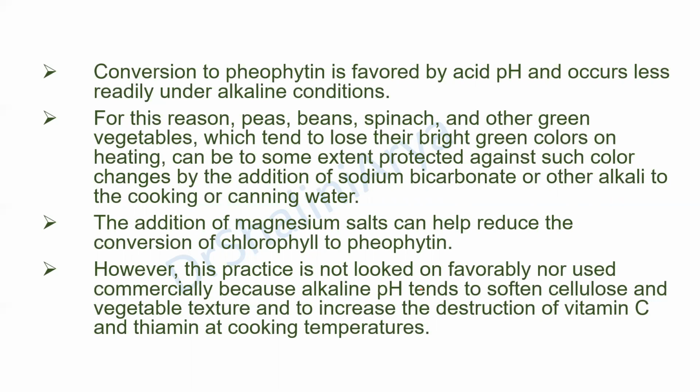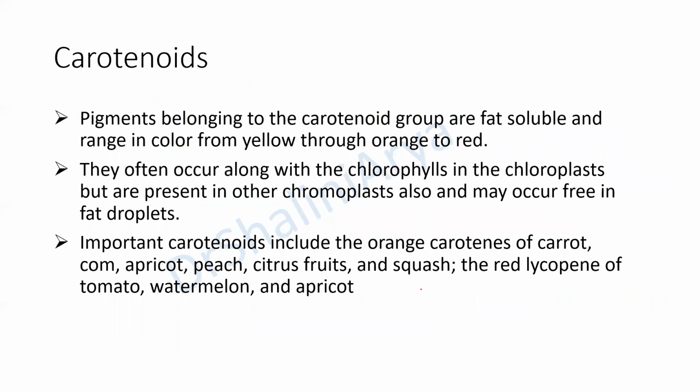This practice is not looked on favorably nor used commercially, because alkaline pH tends to soften the cellulose and vegetable texture, and to increase the destruction of vitamin C and thiamine at cooking temperature.